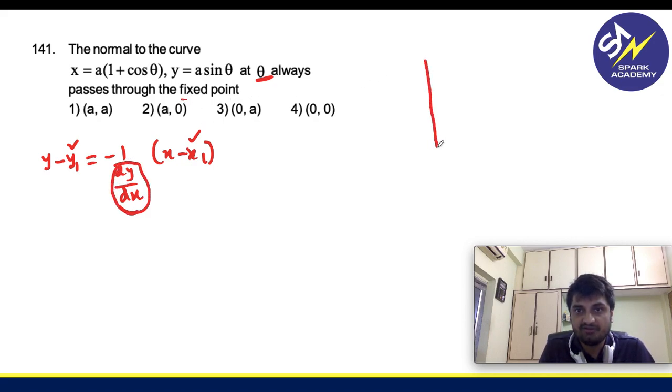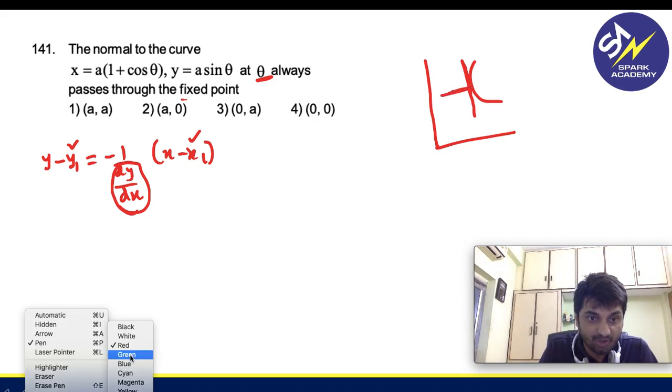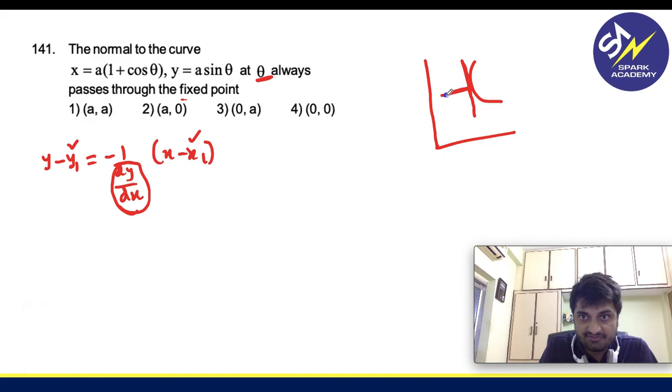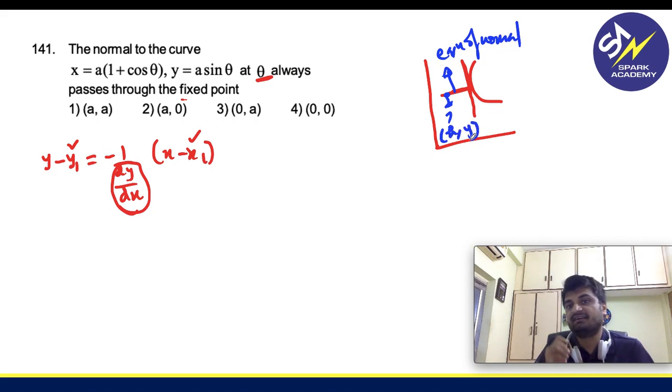That means what? They gave some curve like this. You are finding the normal, right? Normal is something which is perpendicular to tangent. Then they are saying the normal passes through the point. That means some other point. What is this point? If you want to know this point, first you need to know equation of normal. Basically, you need to find out x and y here, right? Point of contact is different here. Point of contact is given to you, x1, y1.